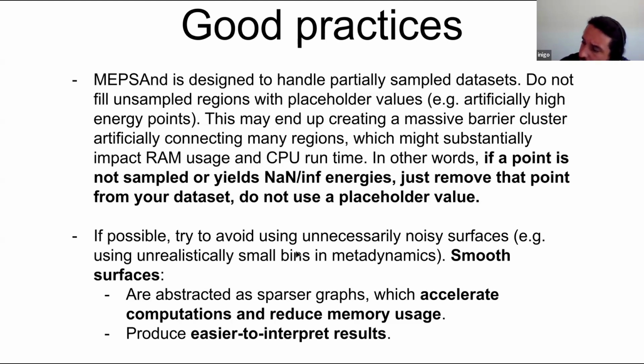Also, if possible, try to use surfaces that are as smooth as possible. Due to the nature of this abstraction, smoother surfaces are going to create sparser graphs that are going to, on one hand, accelerate the computations and reduce the memory usage, but also are going to produce easier to interpret results. For example, in the case of metadynamics, use bin sizes that make sense for the behavior of your simulation. Otherwise, you may end up having uninterpretable, unusable surfaces.